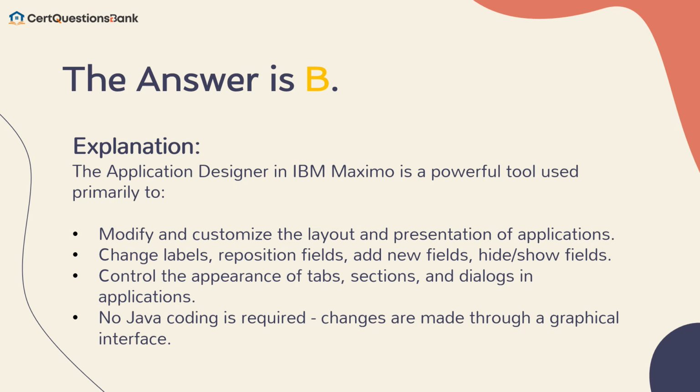The application designer in IBM Maximo is a powerful tool used primarily to modify and customize the layout and presentation of applications: change labels, reposition fields, add new fields, hide or show fields, and control the appearance of tabs, sections, and dialogues in applications. No Java coding is required. Changes are made through a graphical interface.